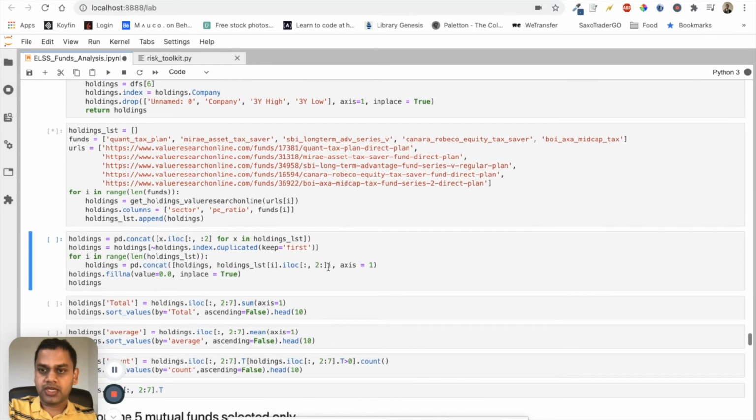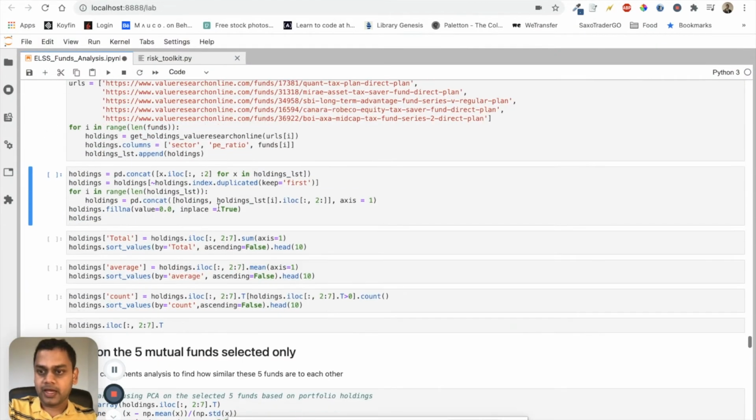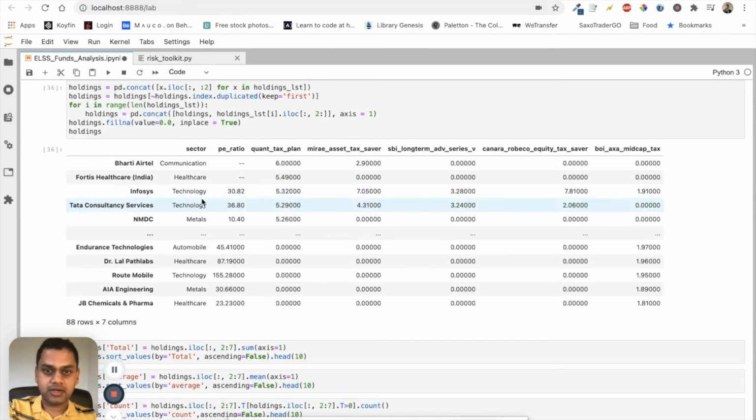We've got the link for each of those 5 different funds. We've got the names as well, and we're going into Valueresearchonline in order to fetch this table here, the top holdings table. We're going to package them all together, and this is the table we get.